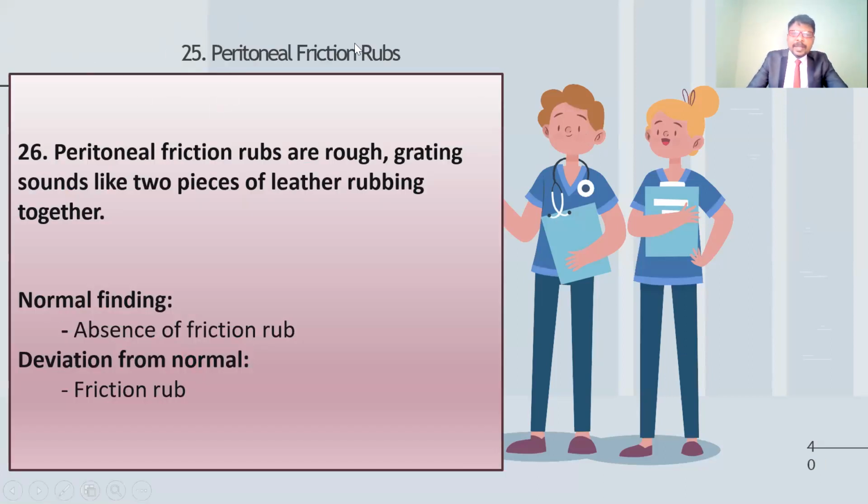Also, there are the peritoneal friction rubs. These are rough, grating sounds, like two pieces of leather rubbing together. Just as leather sounds when you rub two pieces together, the same thing we are going to hear over the peritoneum with a stethoscope. If anybody has peritoneal friction rubs, it indicates an abnormality. Normally, the absence of a friction rub is normal. If it is abnormal, the friction rub is going to occur. So that is about the friction rub.